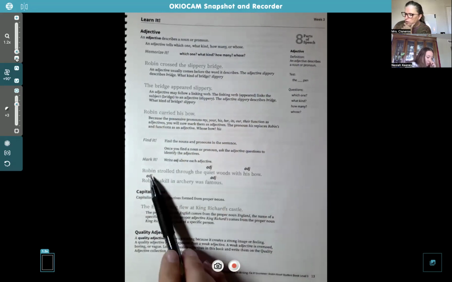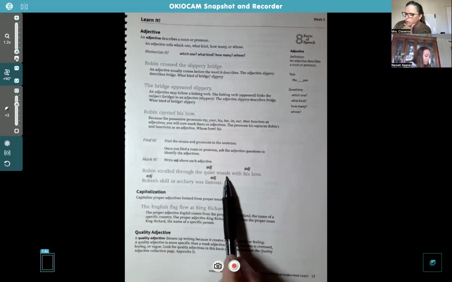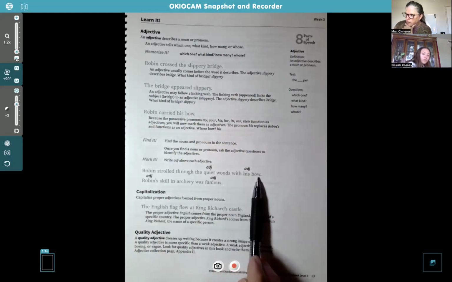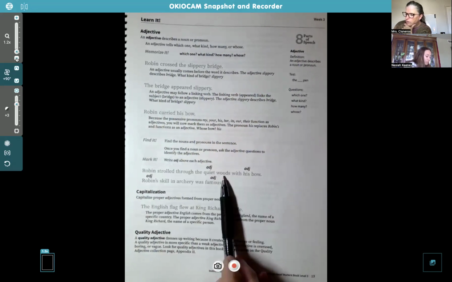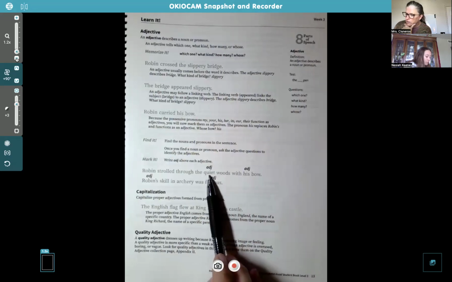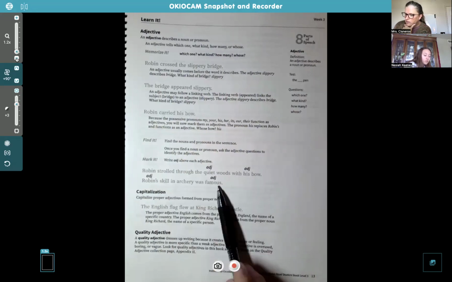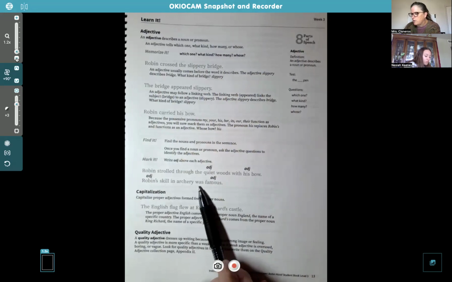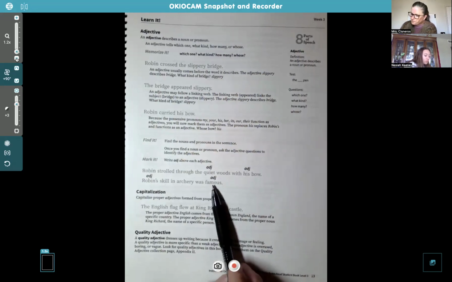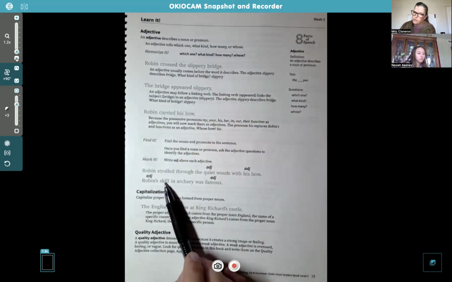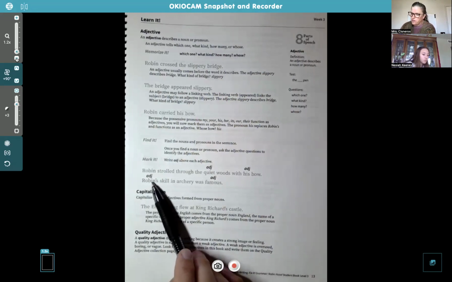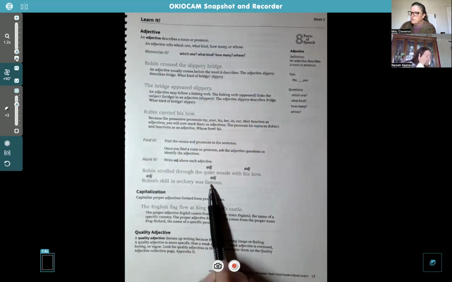So here's your example. Robin strolled through the quiet woods with his bow. Obviously, quiet is telling about the woods. What kind of woods? They're quiet woods. Whose bow is it? It's his bow. And then the second sentence here, Robin's skill in archery was famous. So whose skill? It was Robin's skill. So that's an adjective. And then it's telling what kind. Well, it's a famous skill. So it's describing, it's an adjective that's describing his skill. What kind of skill? It's a famous skill.